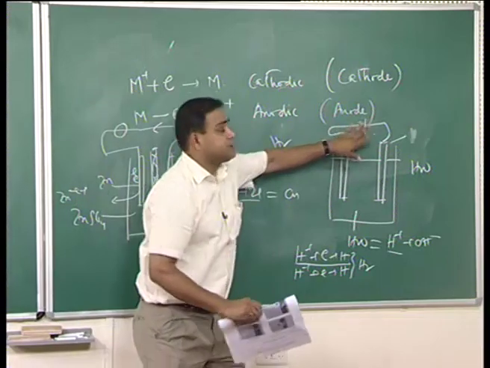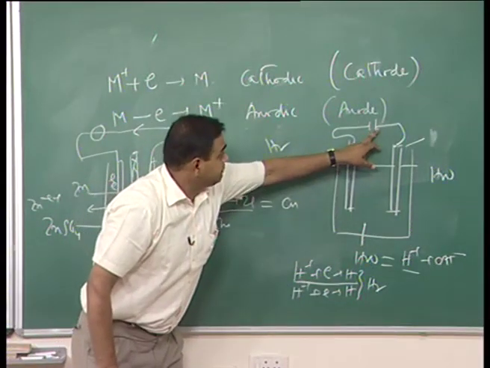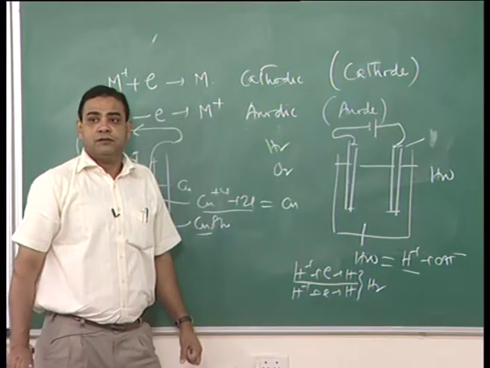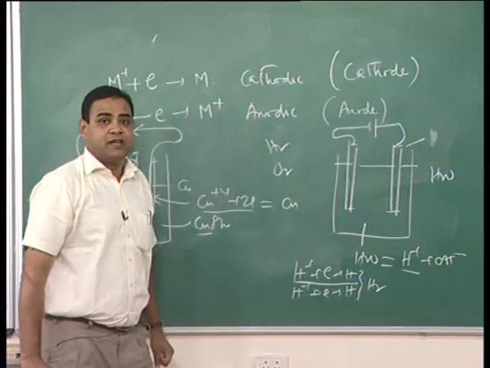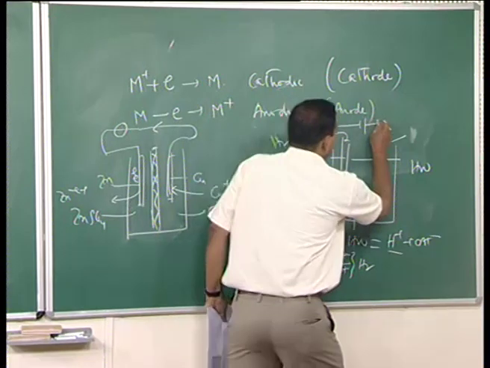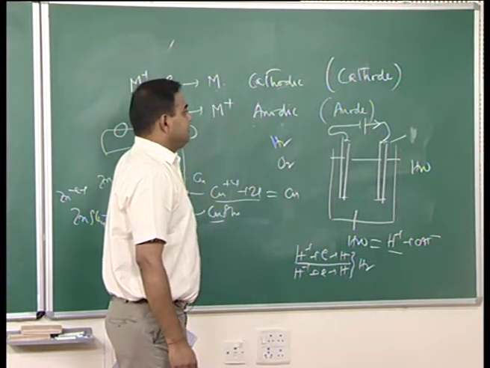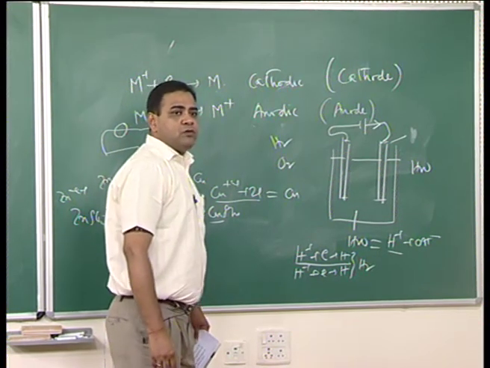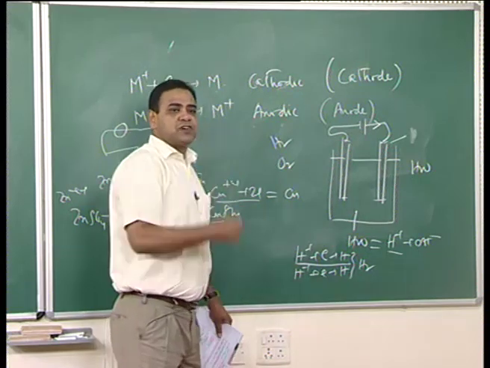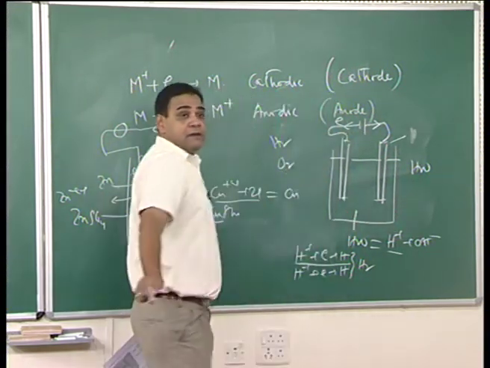Now you are supplying current. If you see the polarity, this side is connected to the negative terminal. Current will flow always from the positive to the negative terminal. Electron flows opposite to the current flow. So that means electron will flow from this end to this end.